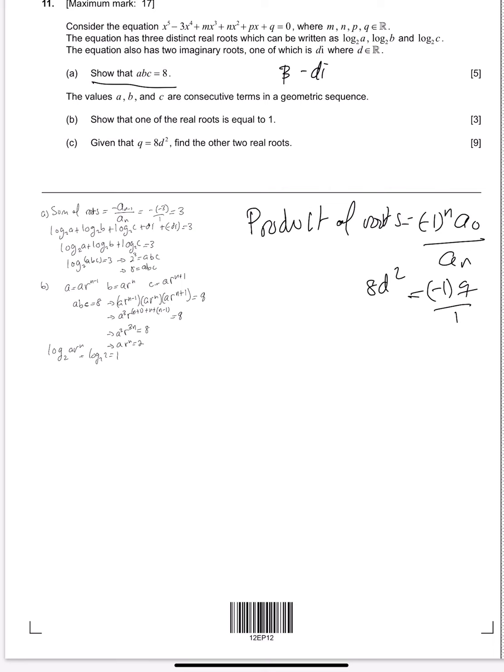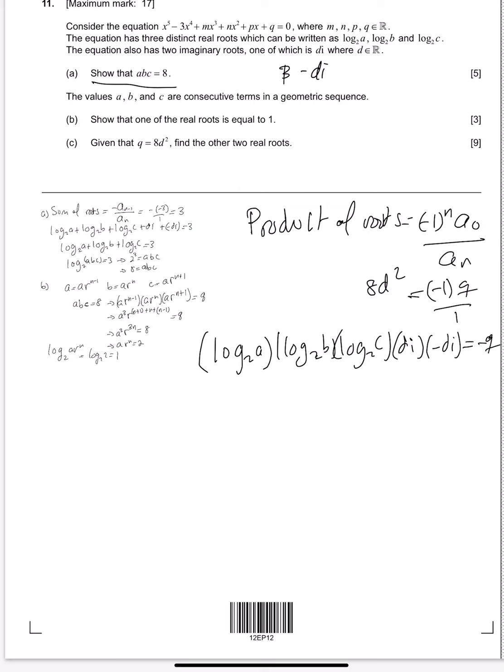Well, the product of the roots is log base 2 of a, log base 2 of b, log base 2 of c, times di, times minus di, equals minus q.